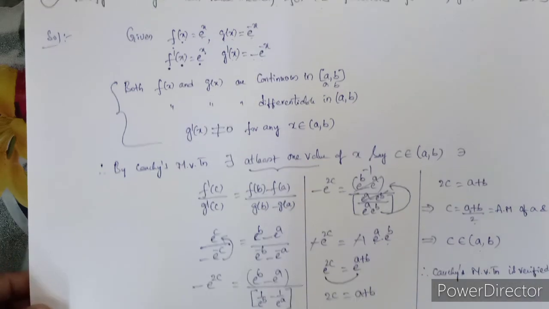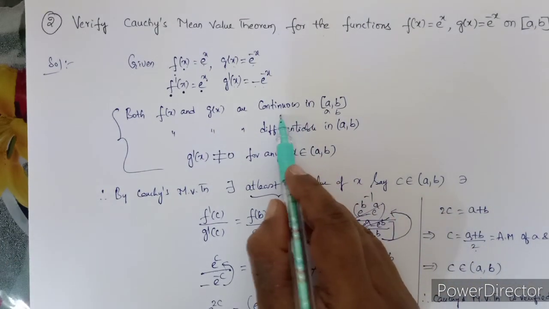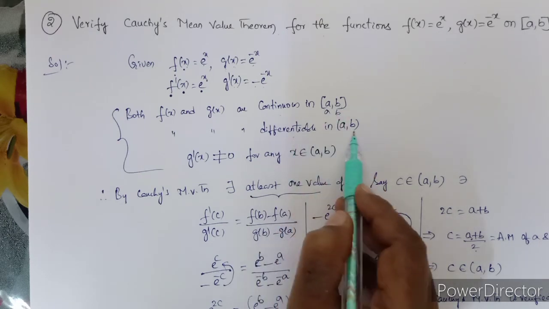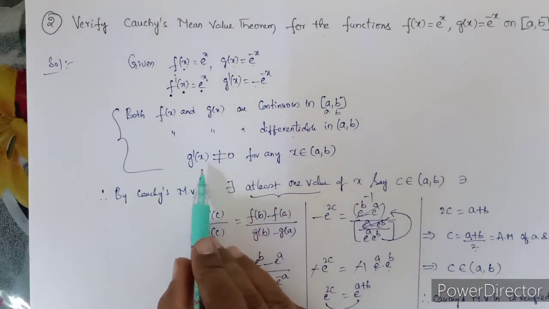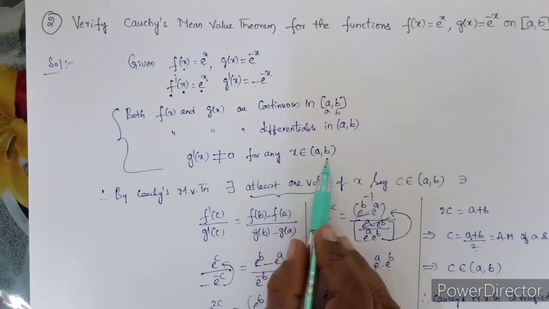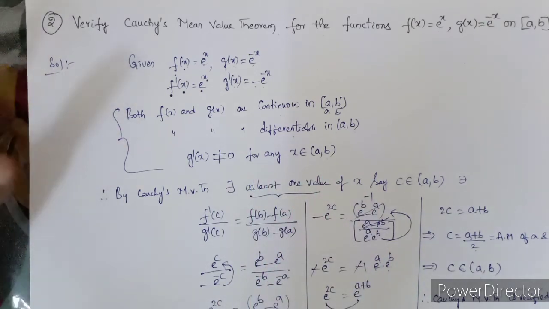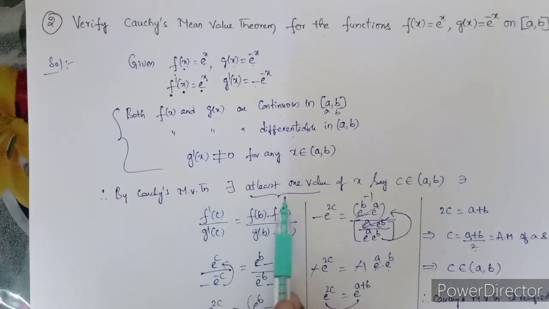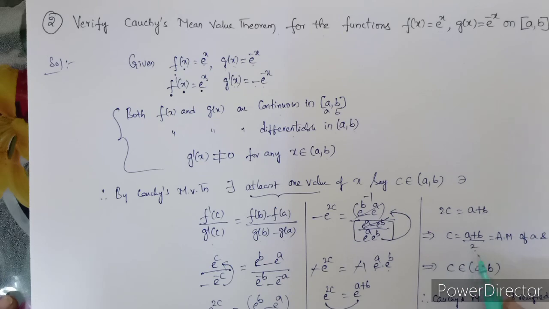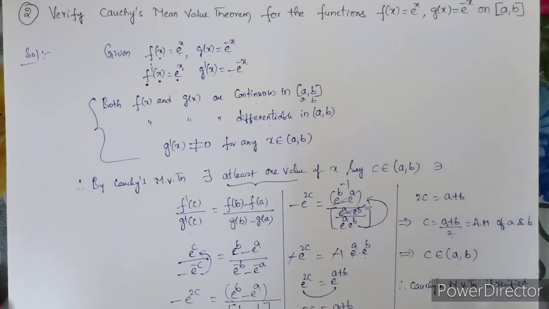First we must observe these two functions must be continuous in the closed interval, derivable in the open interval, and g dash x is not equal to 0 for any x belongs to this open interval. If these three conditions are satisfied, then by Cauchy mean value theorem there exists at least one value of x, say c belongs to the open interval, such that f dash c by g dash c is equal to f of b minus f of a by g of b minus g of a. So by taking this theorem we found out the value of c that is lying in this open interval. Therefore Cauchy mean value theorem is verified.